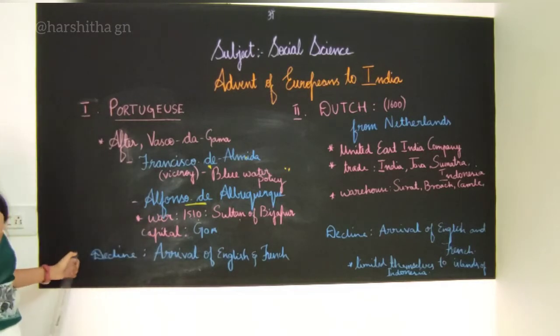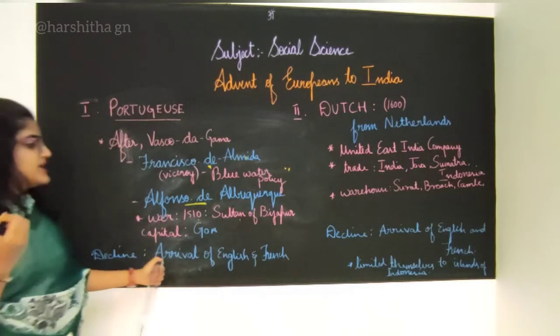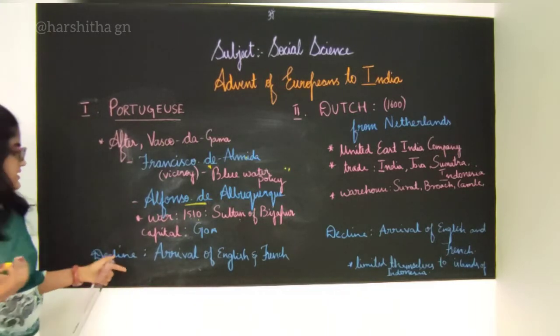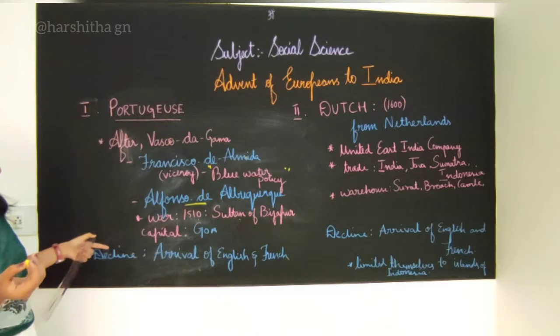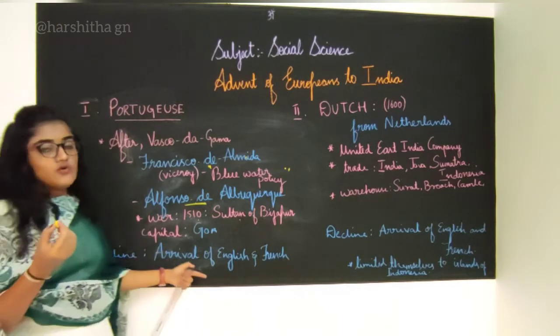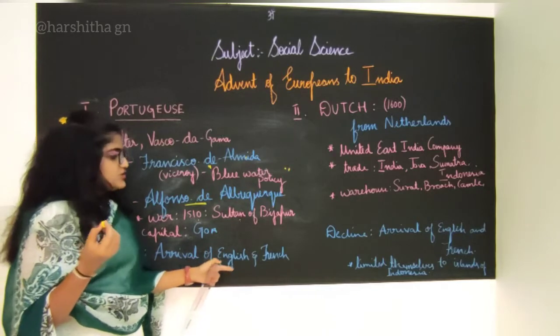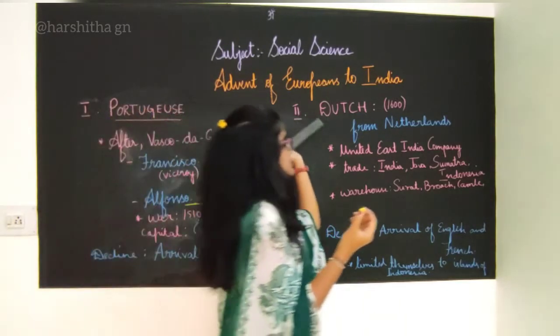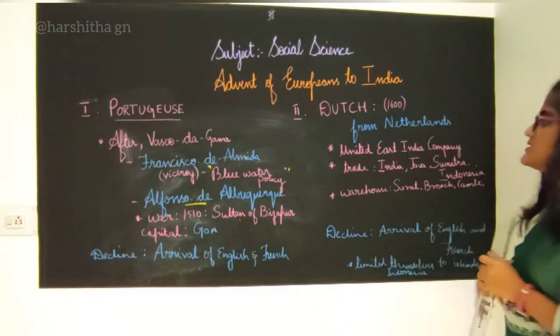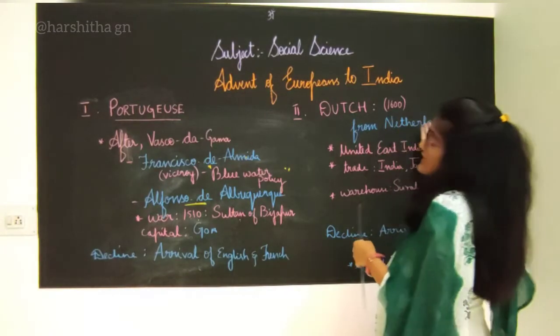How did they decline? When English and French power started in India, the declining power of the Portuguese started. It means they started to lose with the arrival of the English and French. Next is our Dutch. The Dutch came to India in 1600. They were from the Netherlands, that is Holland.